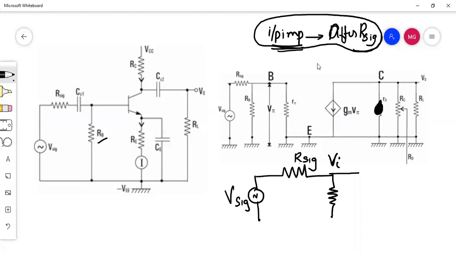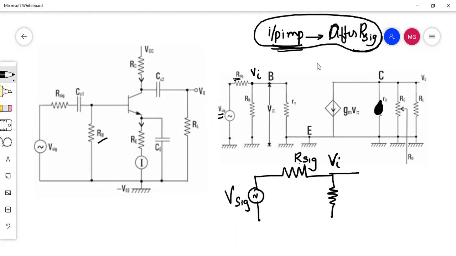So my point is, the signal voltage you are giving here, R signal is connected, so there must be some drop over here. After the drop, the voltage here must be Vi. So this is V signal and this is Vi. So Vi is the voltage after the drop across R sig.